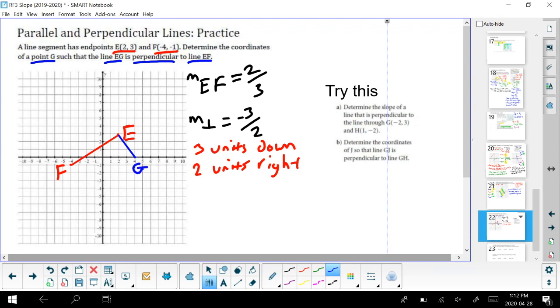So this right here is our point G. We have a new line segment that is perpendicular to EF. Now, of course, that's not our only possible point for G. There's an infinite number of answers, really.